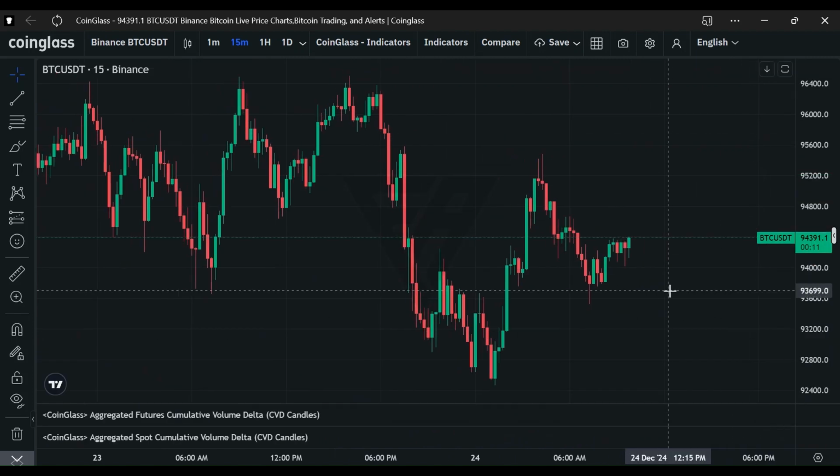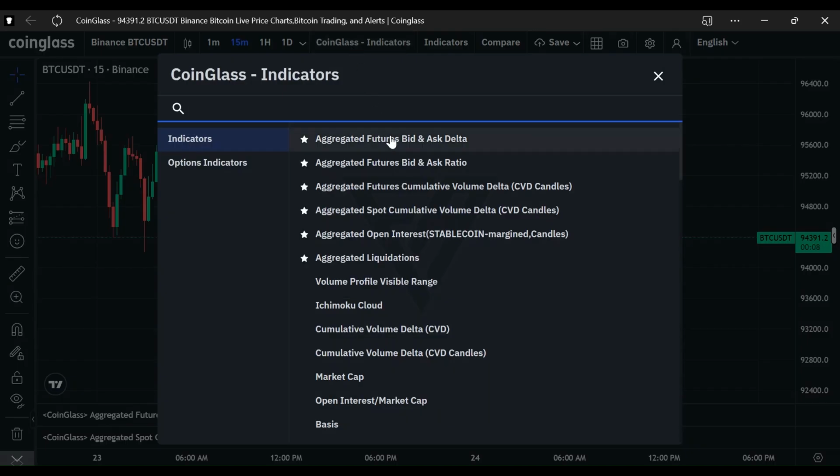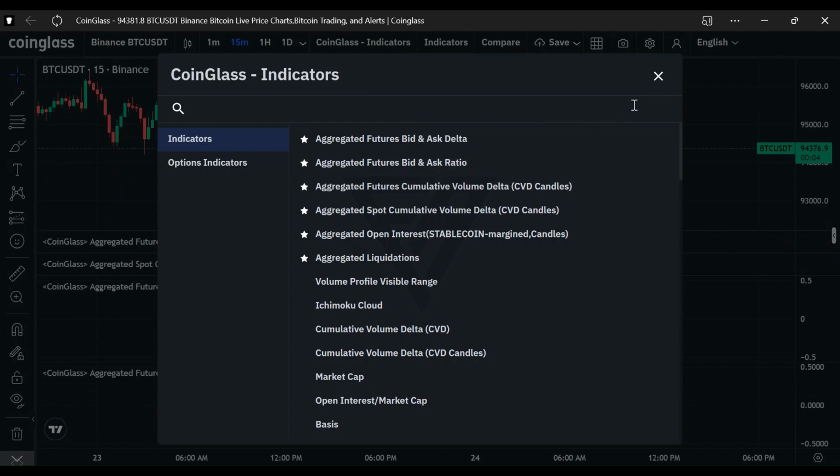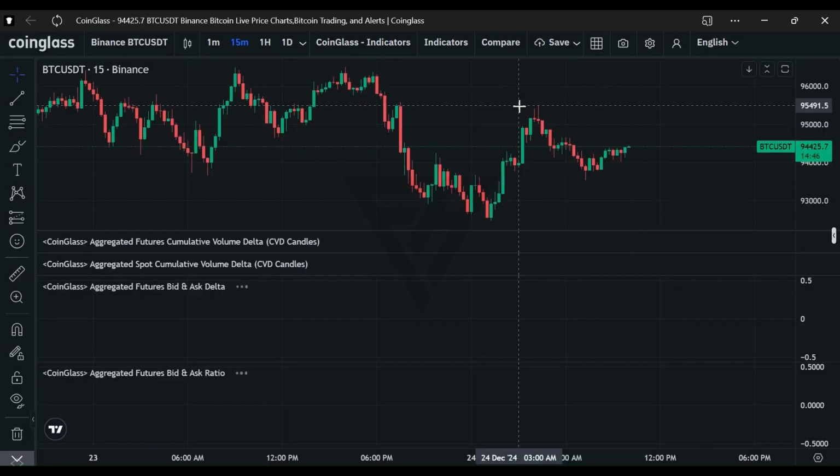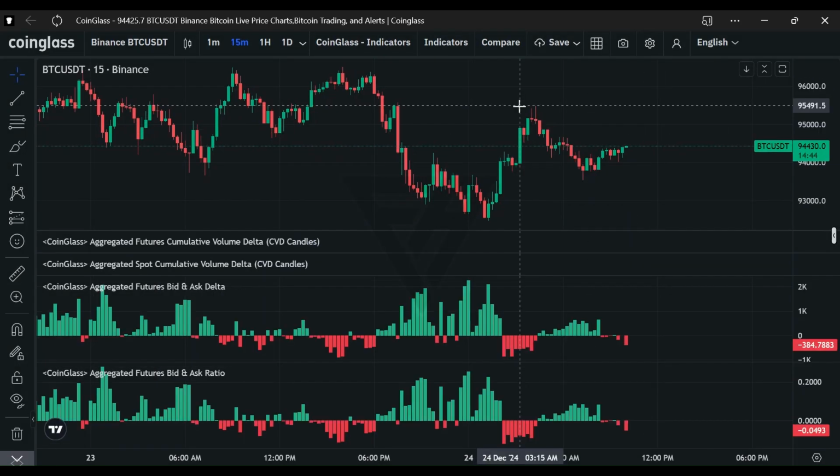Let's move on to the next. So the next indicator I'll be using is this one: future bid-ask delta and spot bid-ask delta. Okay, so what it measures is bid-ask delta in the order books. Let me show you its settings.